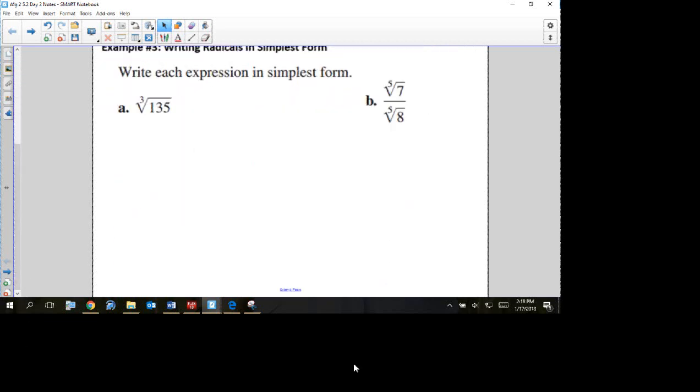So cube root of 135. There's no operations on that one. So cube root of 135, do we have a perfect cube? Tap it in. Reed's doing it. He's on it.